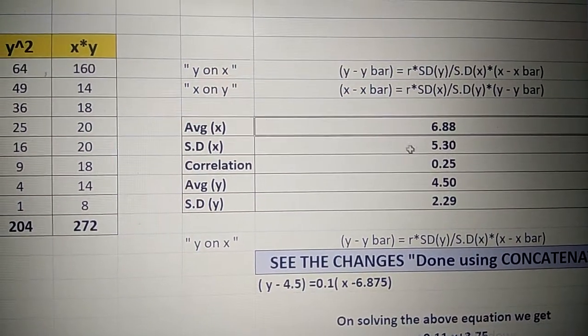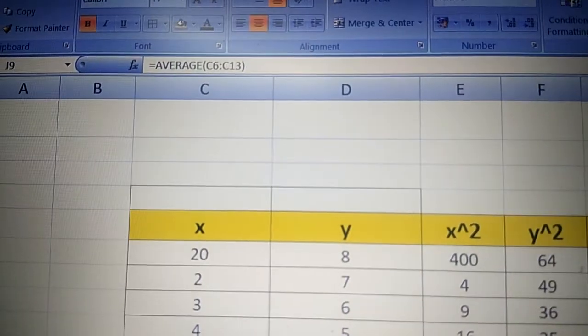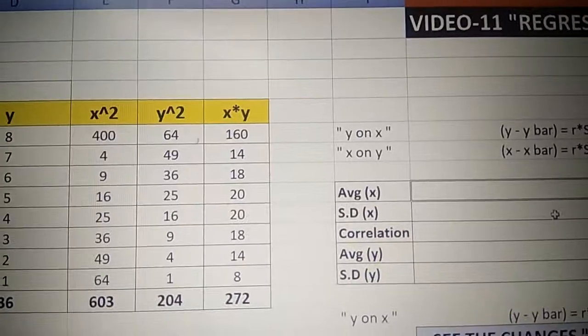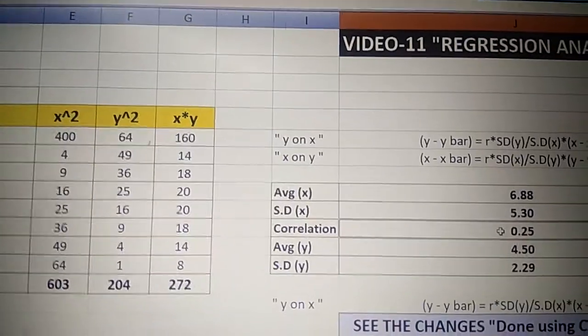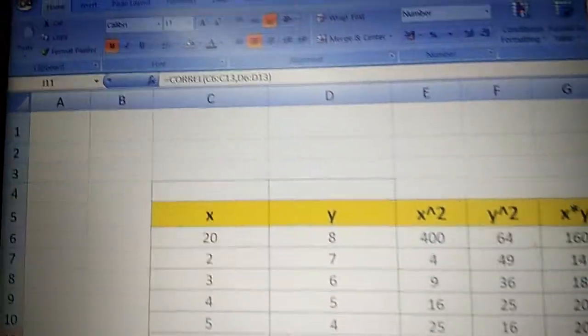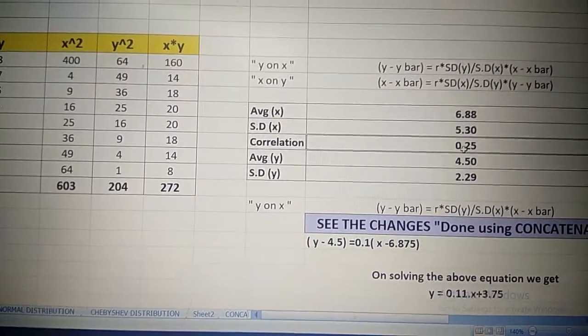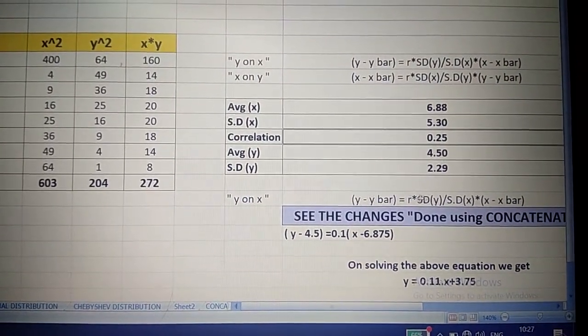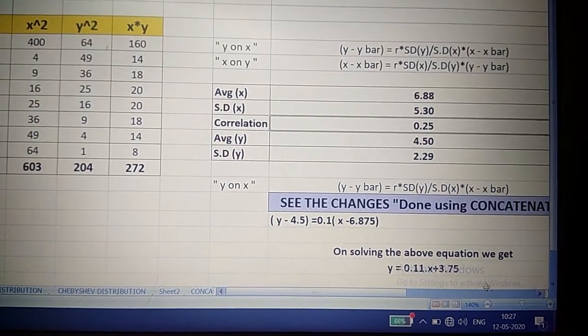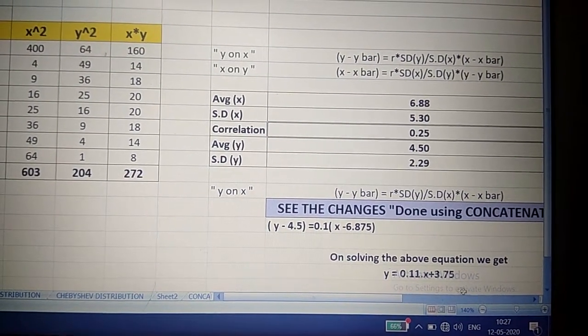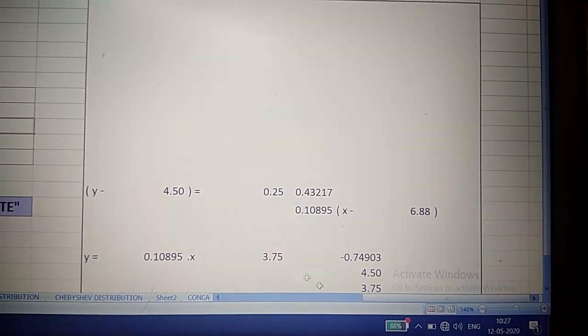See, average, simple formula. Again, standard deviation, where I made use of P. P stands for population. Again, correlation, simple. These are all the inbuilt formulas I have made use of, so you need not worry about these. You have to simply put these values in this formula. How that will be done, and how this equation will be coming out? This equation will be coming out in this form using concatenate.